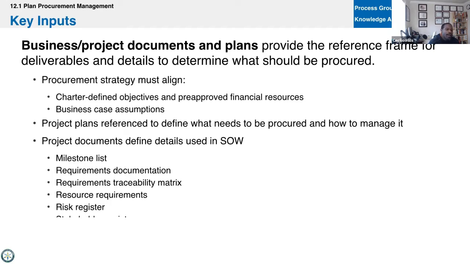And you can see how some of the other documents may be utilized. And this is true on our projects. Sometimes when we farm out work, we'll actually just take a document, exhibit A, exhibit B, or refer to this. And that's what we're seeing here, a milestone list or a traceability matrix, or resource requirements. We may use some of these documents to define the details.